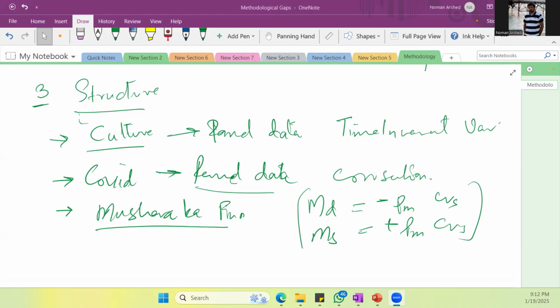Similar comment is in the comments: can there be a panel data for 1 year in terms of yearly data? So if there is only 1 year, it will not be a panel data. At least 2 years must be there. So I answered the question in the comment.